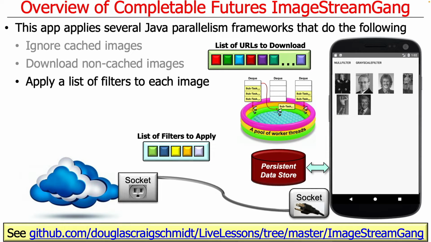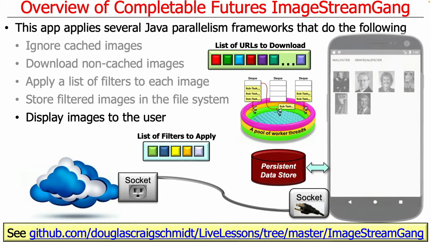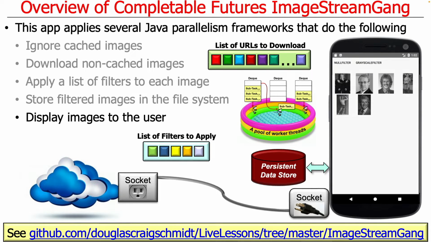They apply a list of filters to transform each of the images. So if you had 10 images to download and 3 filters, you'd end up with 30 transformed images as a consequence. Those filtered images are then stored in the local file system someplace on the device. And then finally, those images are displayed to the user through whatever means you use. We wrote a little Android application to do this. You can also do it other ways, but that's how we did it for one of the examples.